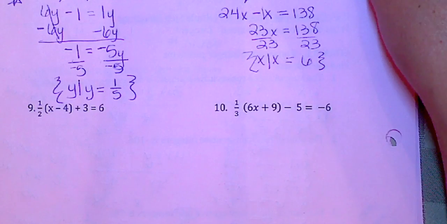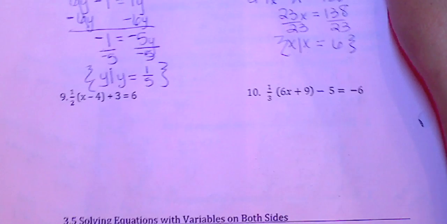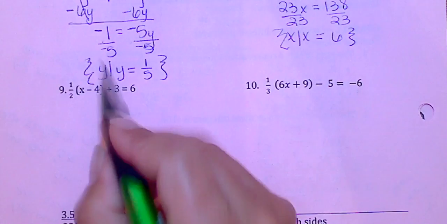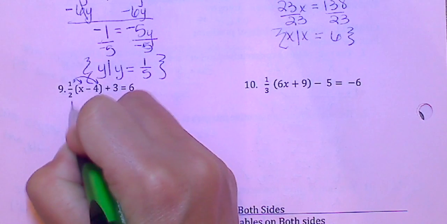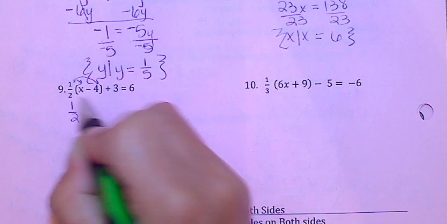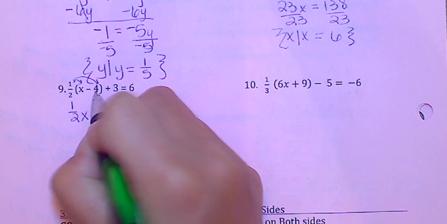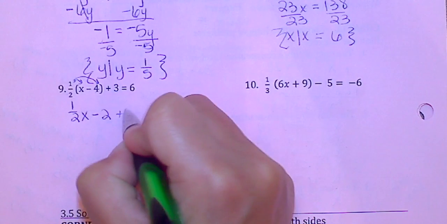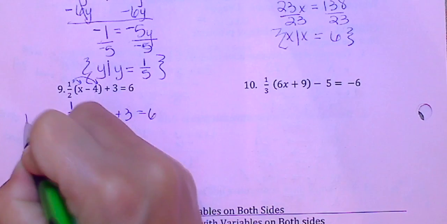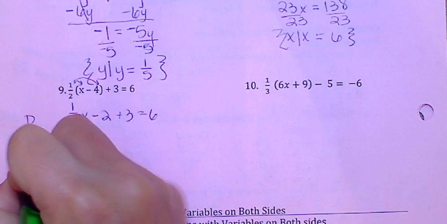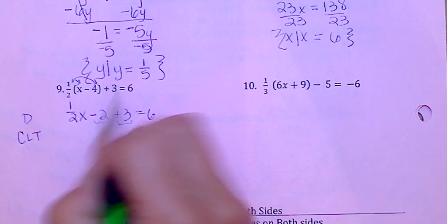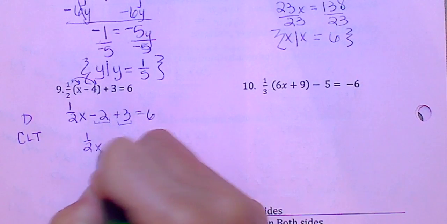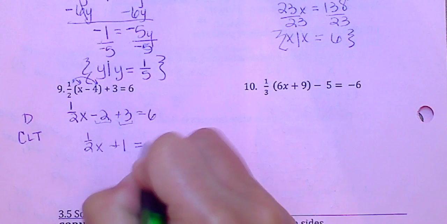All right, and hopefully you did number 9 and you tried that one. This one might be a little more challenging. When we distribute, the 1/2 times x is 1/2 x. And 1/2 of -4 is -2. So distribute. Now we want to combine like terms. So -2 and +3 can be combined into a +1.